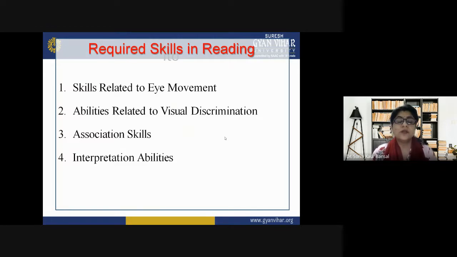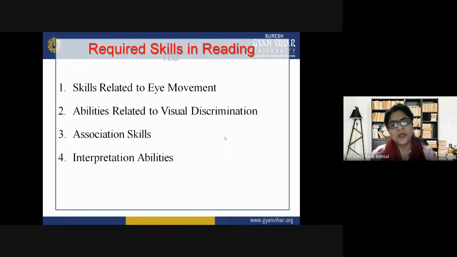So you have to be very particular about these skills which I'm telling you right now. There are 4 skills: skills related to eye movement, abilities related to visual discrimination, association skills, and interpretation abilities. Firstly, we must be able to keep a proper eye on the pages. It should not be too close, it should not be too far. So proper eye movement with the words must be going on along with our reading in our mind.